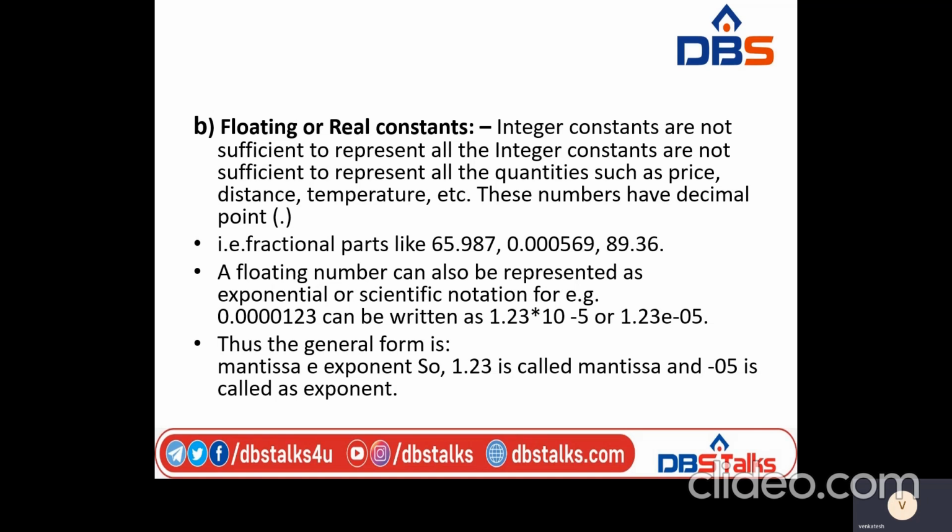For example, 1.23 into 10 power minus 5, or 1.23 e power minus 5. This type of form we call mantissa and exponent. In 1.23 into 10 power minus 5, 1.23 is called the mantissa, and minus 5 is called the exponent. That means floating or real constants are represented in the form of mantissa and exponent.